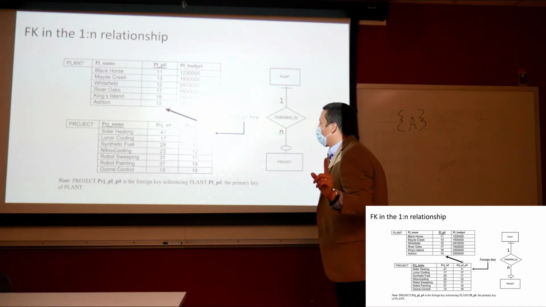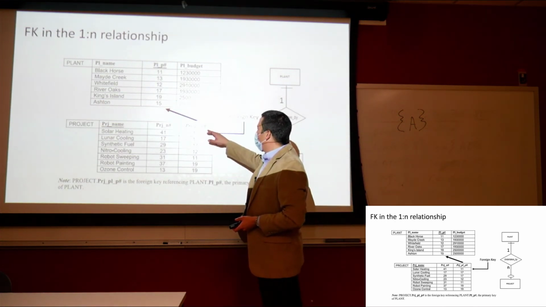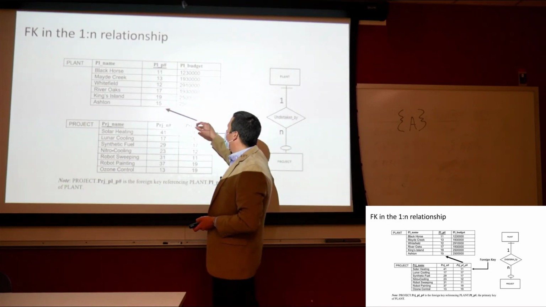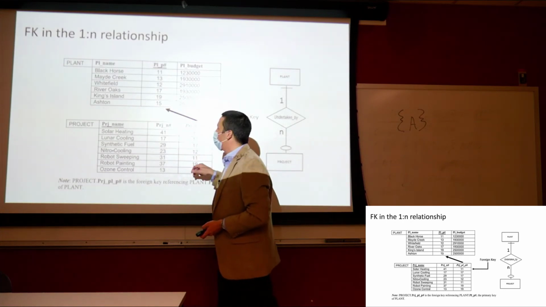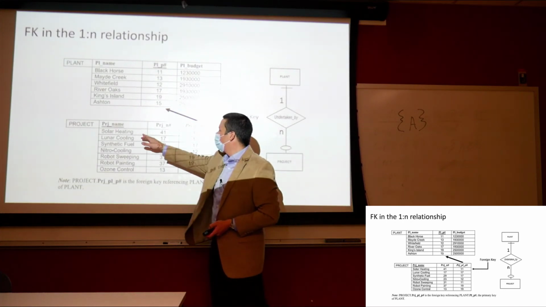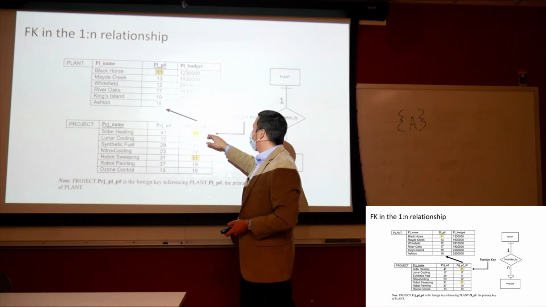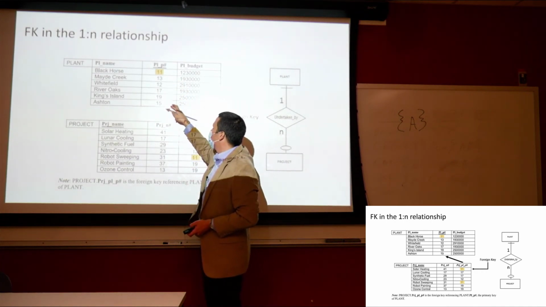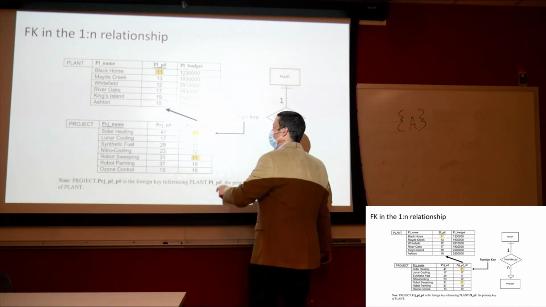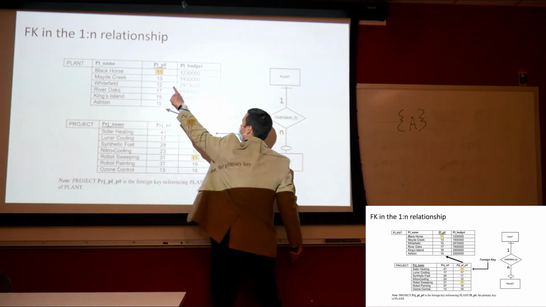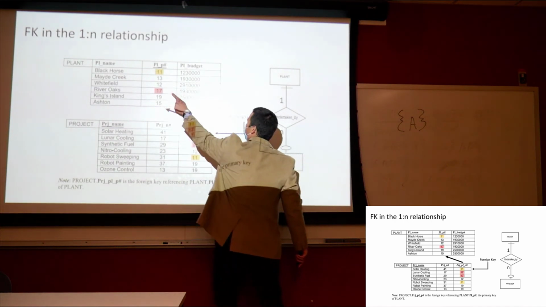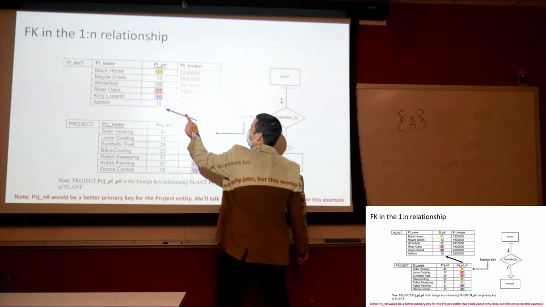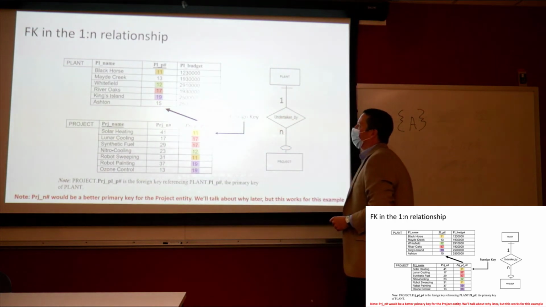And recall, our foreign key constraint says that all values of our foreign key must be in the domain of values of the candidate key to which it refers. Okay, let's see if that's correct. Our solar heating project is in plant 11, right? So that is in the domain of values of plant number in this relation that we're referring to. Same with robot sweeping. 11 is in this domain of values. 17 is in this domain of values. 12 is in this domain of values. And 19 is in this domain of values.